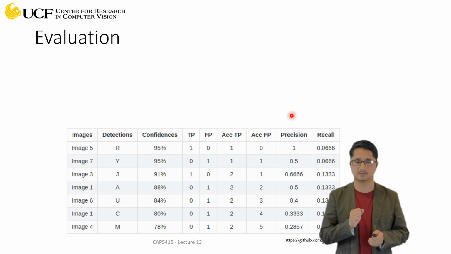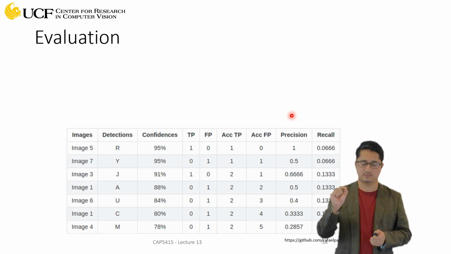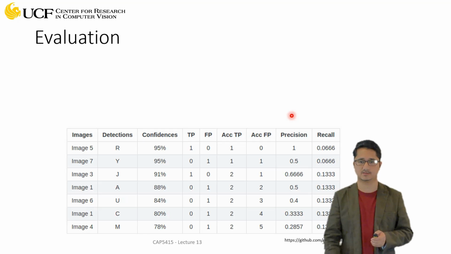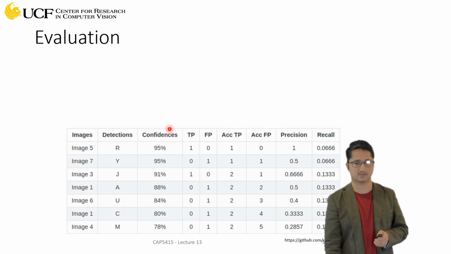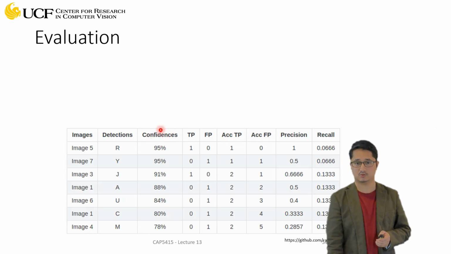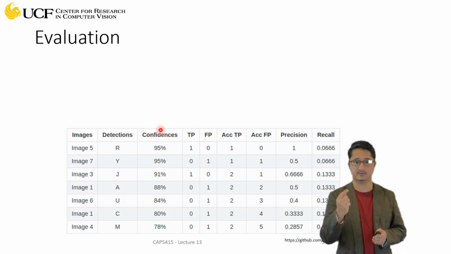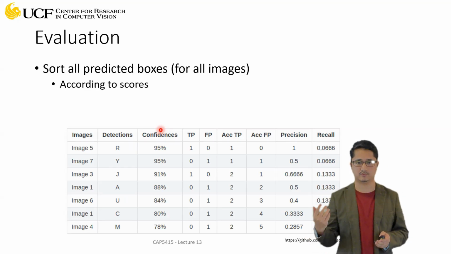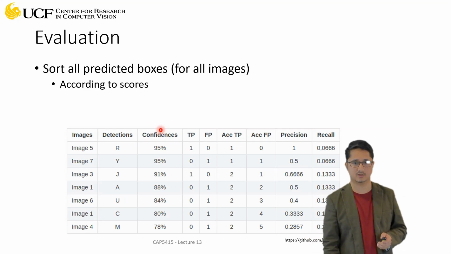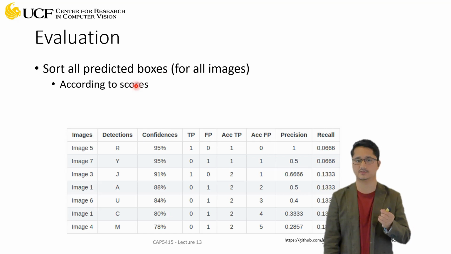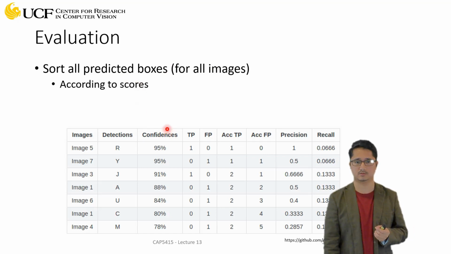And what we do is, the first step is we sort all the predictions based on the confidence score. Earlier, I think we were doing this just for one image. In this case, we will do this for the whole data set. You might have thousands of images. You sort the prediction bounding boxes for all images according to the scores. And these scores are the confidence your model has in that prediction.